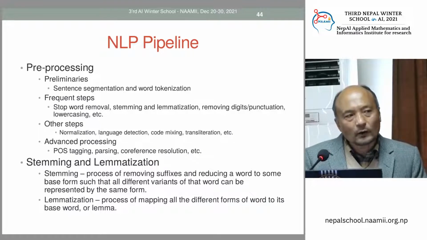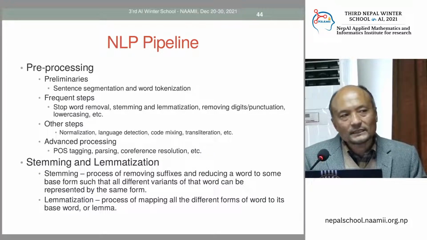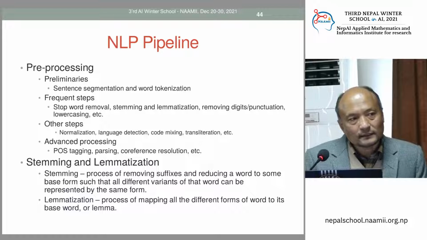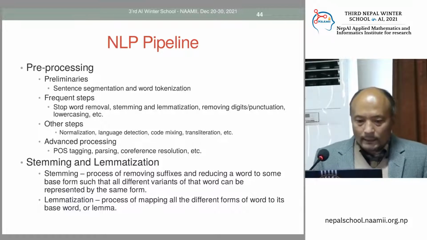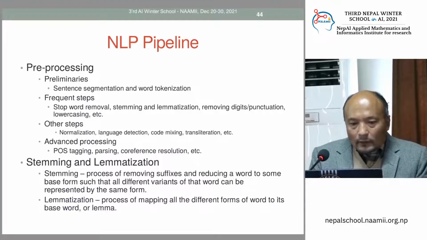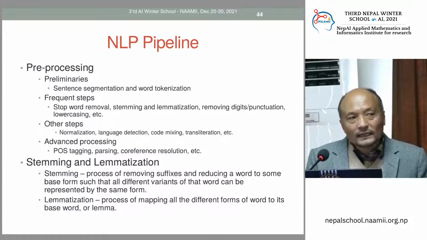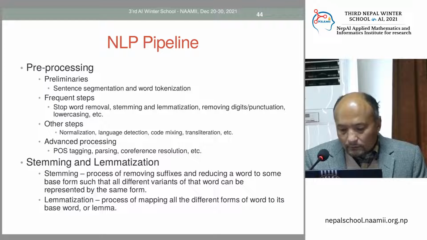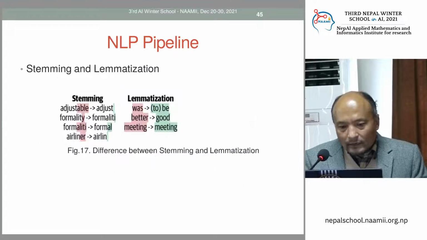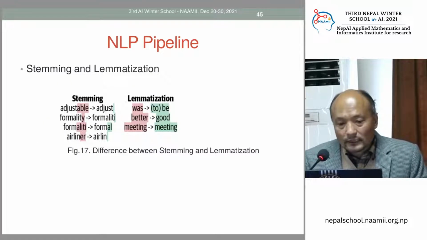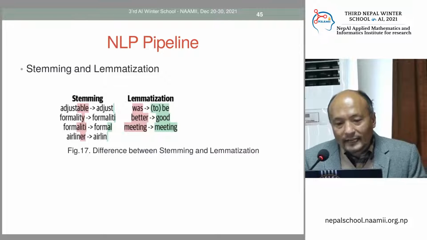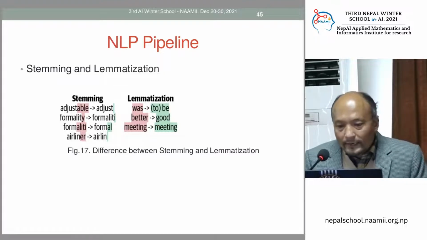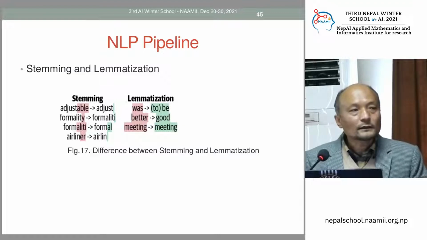That's still an open research problem in natural language processing. Many researchers have worked on that, but it's still a hard problem. Once you have done the pre-processing part, now you move to stemming and lemmatization. That's quite obvious because we have discussed a bit about it, so I'll skip that part. Here are some examples of stemming and lemmatization. If I provide the word adjustable, the stem would be adjust. If you are provided the word better, the lemma would be good.